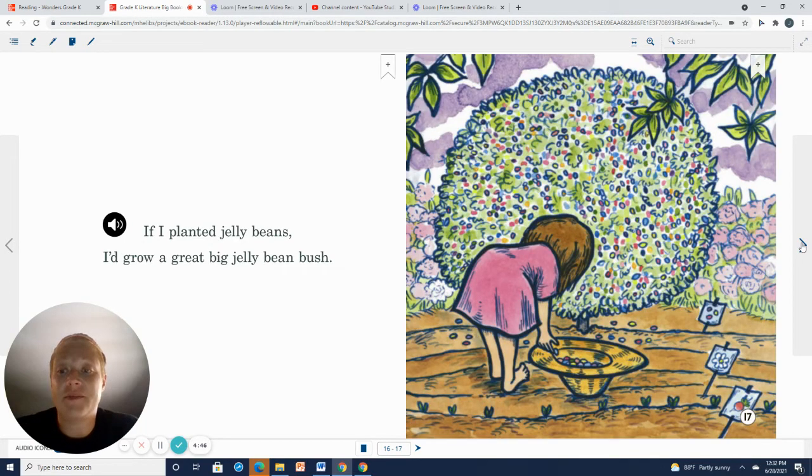If I planted jelly beans, I'd grow a great big jelly bean bush. So here she has another event in our story. Instead of growing a regular bush that's green, she's growing a big bush that has jelly beans on it.